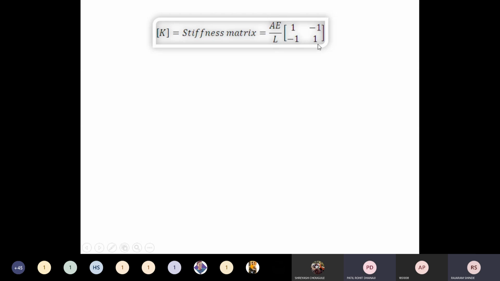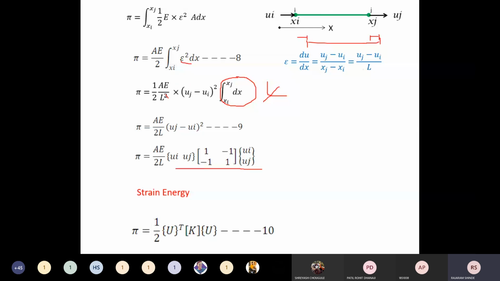You can see K is AE by L times 1 minus 1 minus 1 1. Next, U is your displacement matrix. Okay, you see here, I will take equation number 10. Here U is your ui uj. This is U transpose, and this is your U matrix. That is the transpose of the displacement matrix, the K matrix and the U matrix. And K matrix is AE by L times 1 minus 1 minus 1 1.